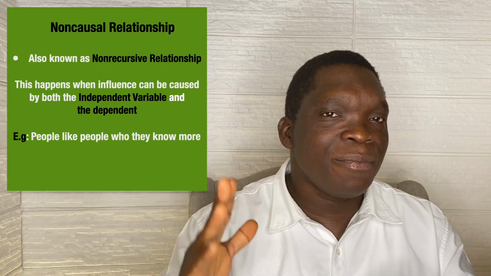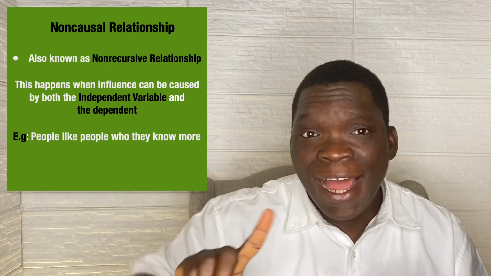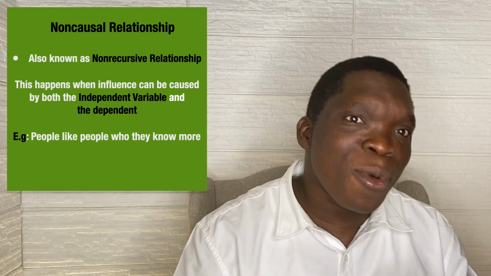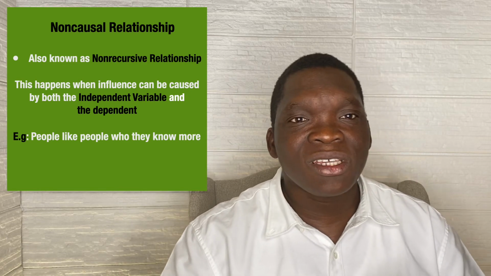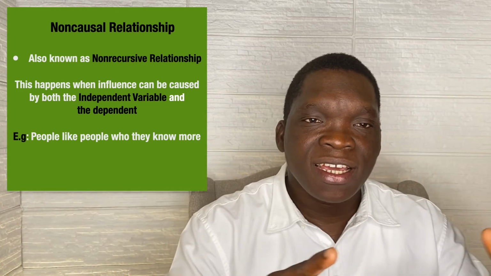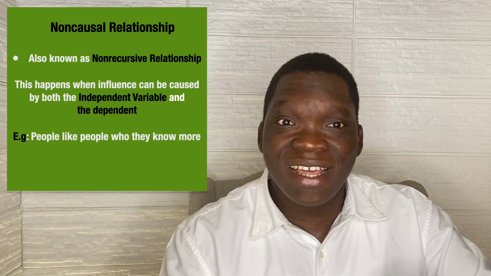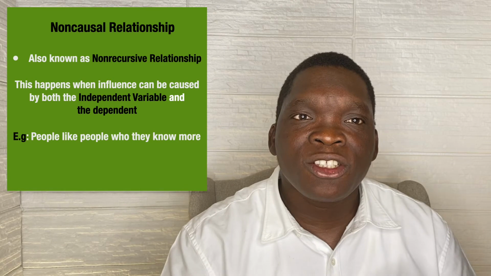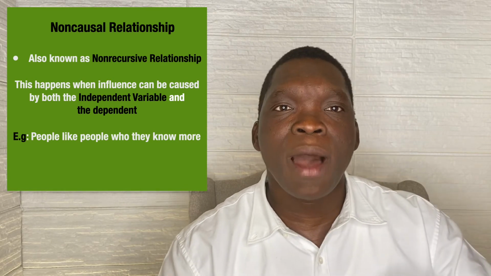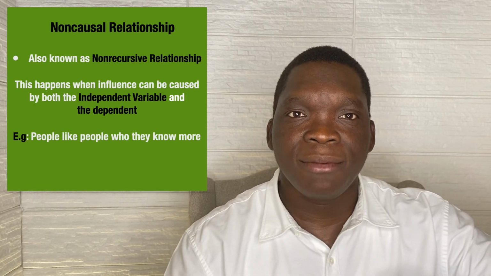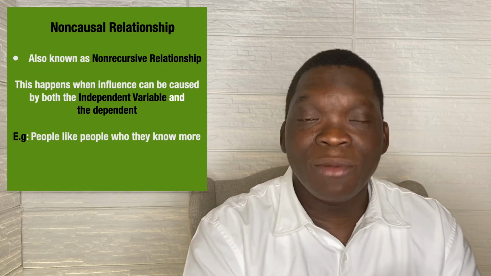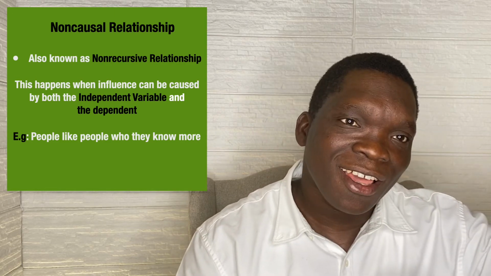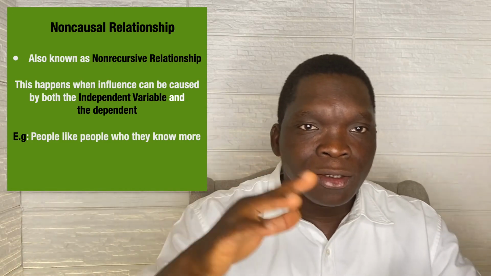Also, it can go the second way. You might like people because you know more about them, right? So that becomes a two-way influence. The dependent can influence the independent, or independent can influence the dependent. Or I should say, it does not necessarily mean that you have to know more about people before you like them. But you can like someone because you know more about him, or you know more about somebody you like. It can go the two-way round.